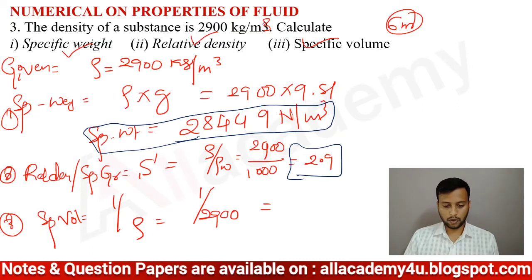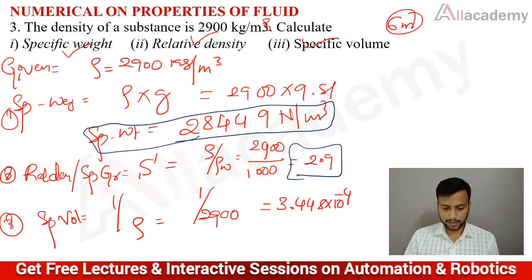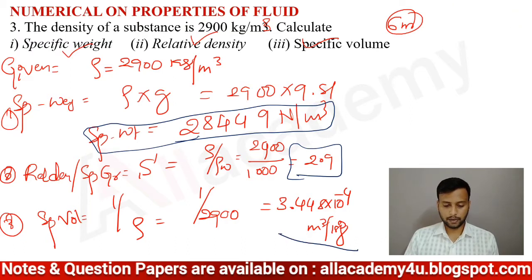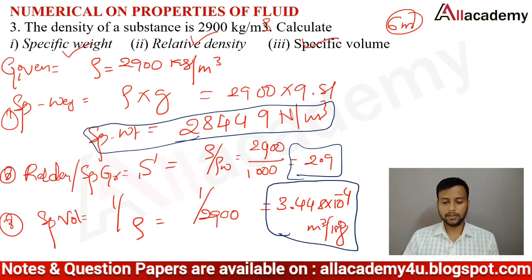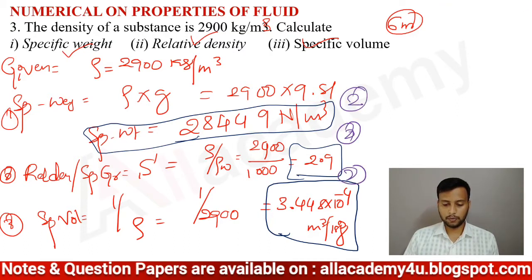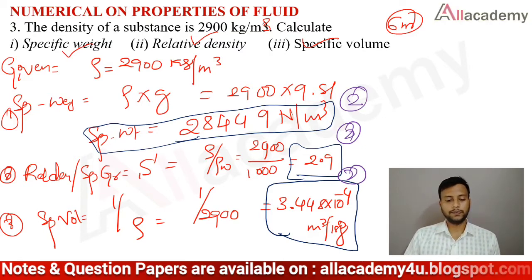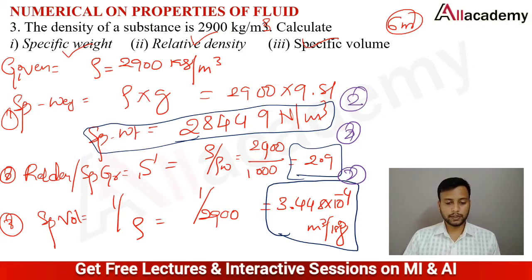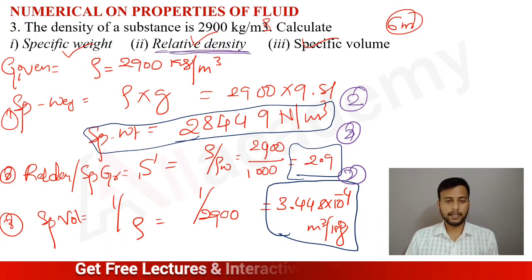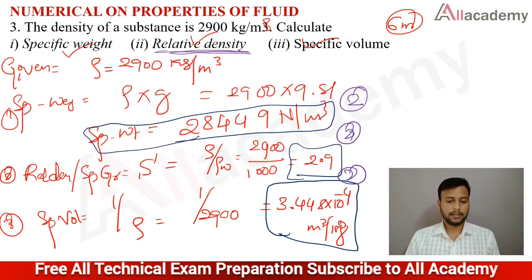So the specific volume will get it around 3.448 into 10 raised to minus 4 meter cube per kg. So this is also one answer. Here for every correct answer you will get 2 marks here, 2 marks here and 2 marks for this one. So don't confuse with the word relative density. It is nothing but the specific gravity, that is density divided by density of a standard fluid.